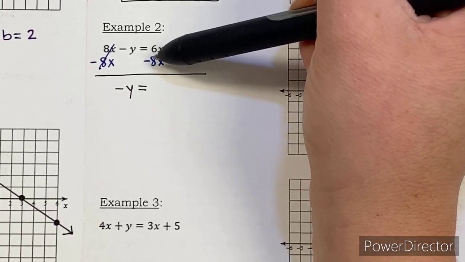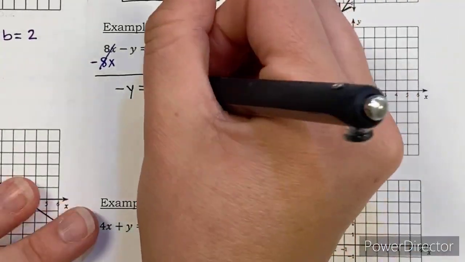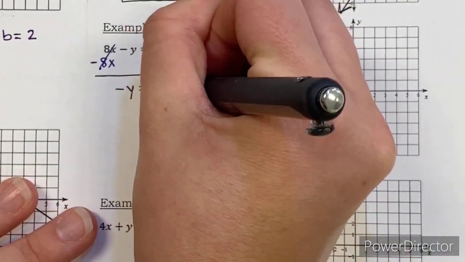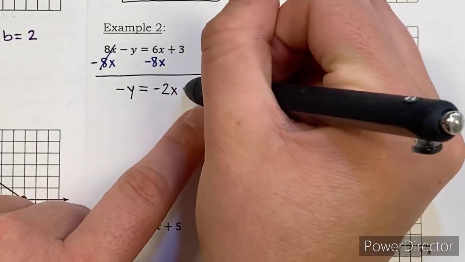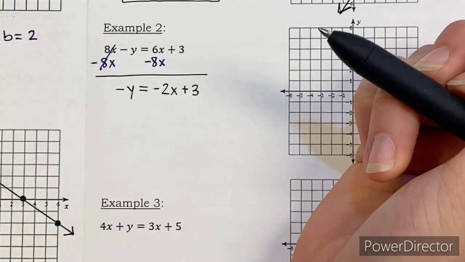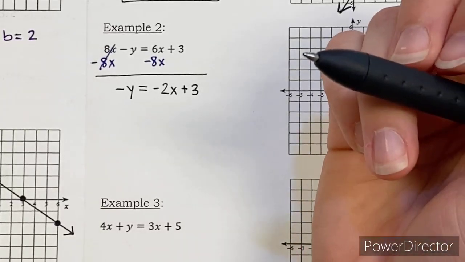So 6x minus 8x gives me negative 2x, because 6 minus 8 is negative 2. And then I'm going to bring down that plus 3, just like that. Well, now we're almost done.